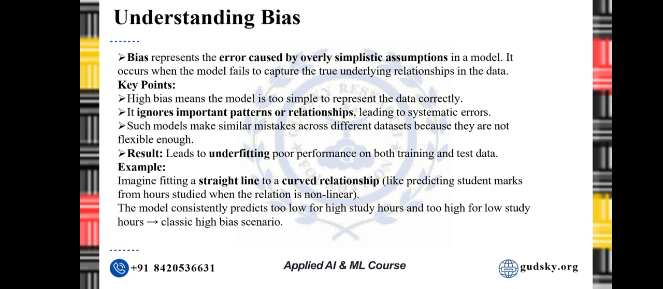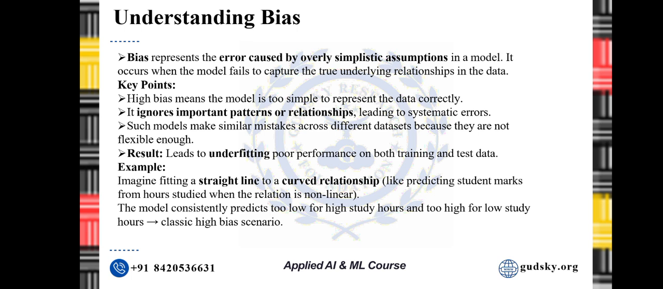Alright, now that we have understood the basics, let's focus on one side of the equation, that is bias. So, what is bias in simple words? Bias means errors due to overly simple assumptions in your model. It's like the model is stubborn, it doesn't try hard enough to learn the real patterns in the data. Think of bias like a teacher who always assumes every student learns the same way. No matter what question you ask, the teacher gives the same type of answer. That's high bias. In machine learning terms, high bias happens when your model is too simple, it ignores important relationships in the data and makes similar mistakes across different data sets.